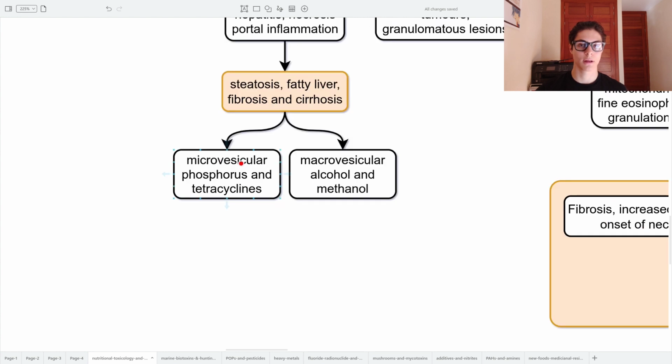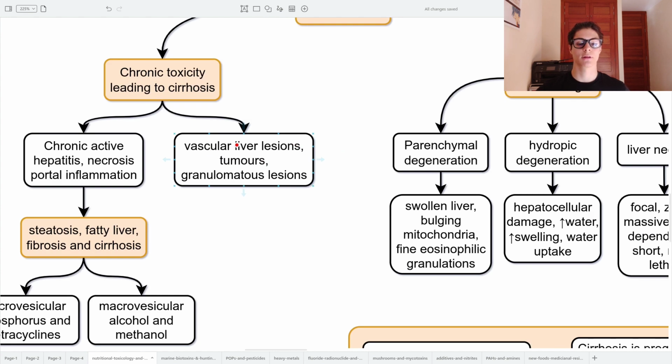On a microvesicular level, this is due to phosphorus and tetracyclines. And on a macrovesicular level, it is due to alcohol and methanol. Then it also has vascular liver lesions, tumors, and granulomatous lesions as well, the chronic one.